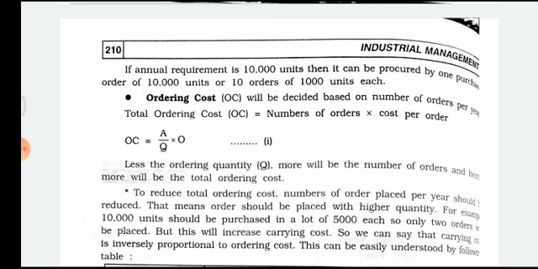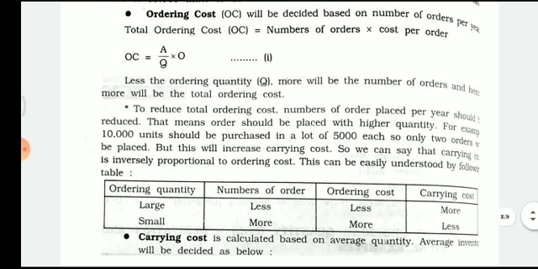Ordering cost will be decided based on the number of orders per year. So total ordering cost is equal to the number of orders into the cost per order, that is OC is equal to A by Q into O. The smaller the ordering quantity, the more the number of orders and hence the more the total ordering cost.